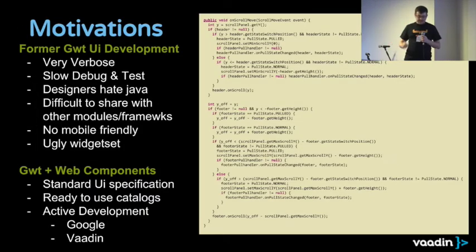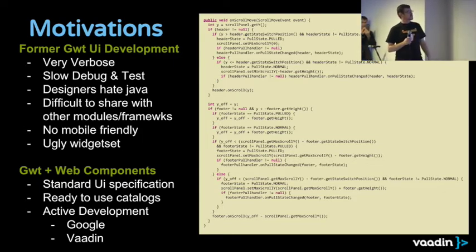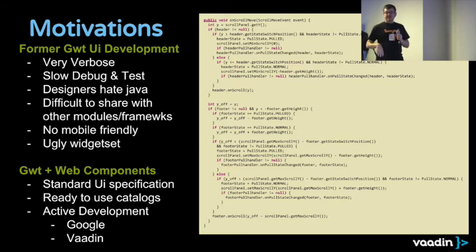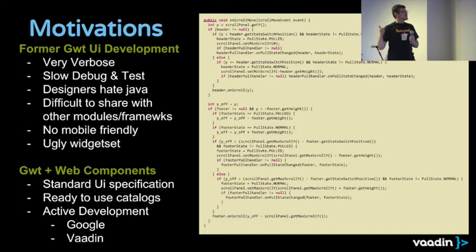The motivation for this is that the problem in former GWT development is that it's very verbose. This is some code from a project, mgwt. So normally we were developing UIs directly in Java, creating DOM elements or doing a lot of stuff in Java, which is very slow in debugging. It's not testable. Designers in general hate Java. They hate UI binders as well because they prefer JavaScript and HTML. And also it's almost impossible to share with other frameworks and other modules, even in GWT.